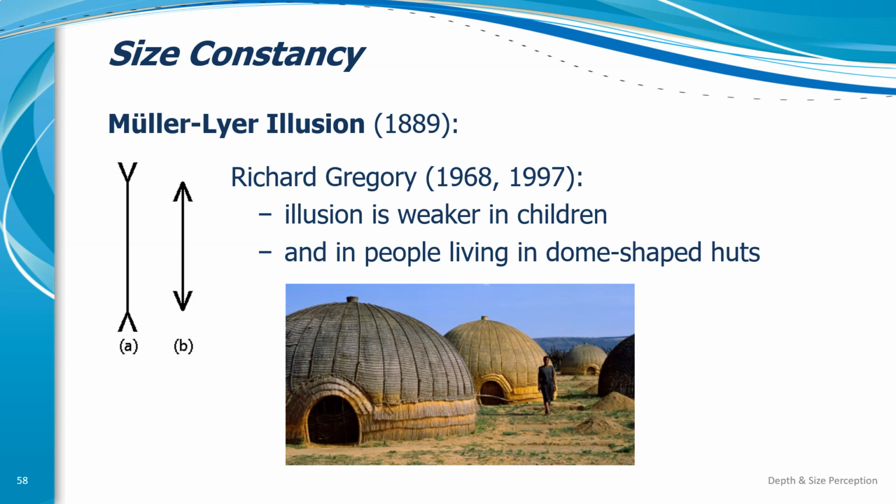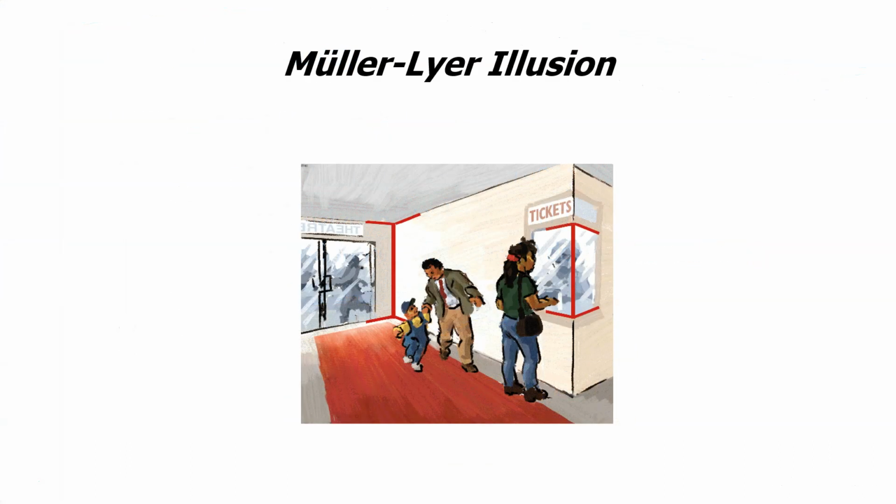Dome-shaped huts versus Western dwellings. Well, let's take a look at a typical Western scene. Hidden in here is the Miller-Lyer illusion. Can you find it? Okay, it's not really hidden. It's right there in front of you. So what we have is the Miller-Lyer illusion with outward pointing arrowheads and then inward pointing.